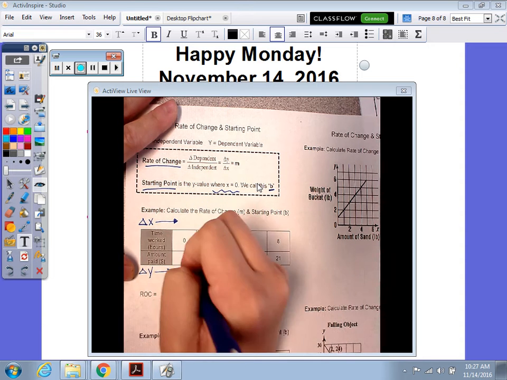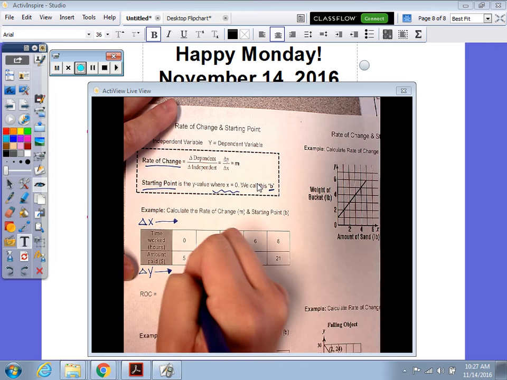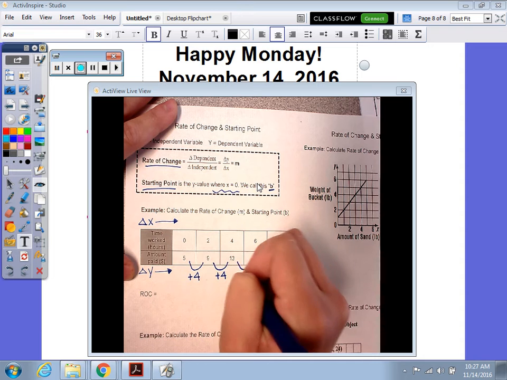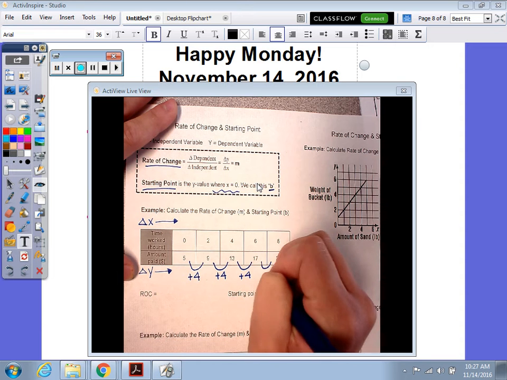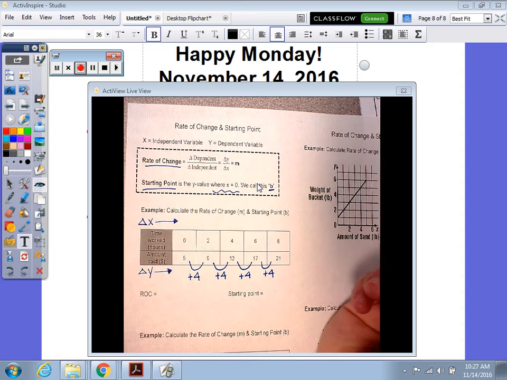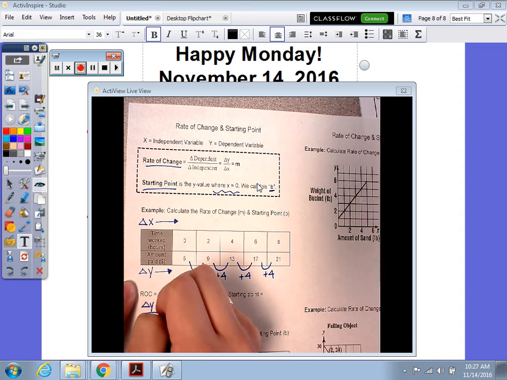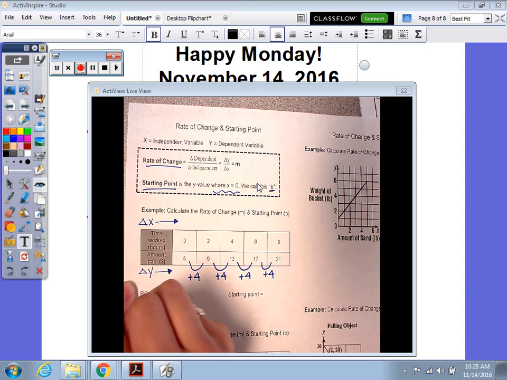Okay, so from 5 to 9, I added 4. From 9 to 13, I added 4. From 13 to 17, I added 4. And from 17 to 21, I added 4. Okay, so my change in y is equal to 4. Now I have to go find my change in x.